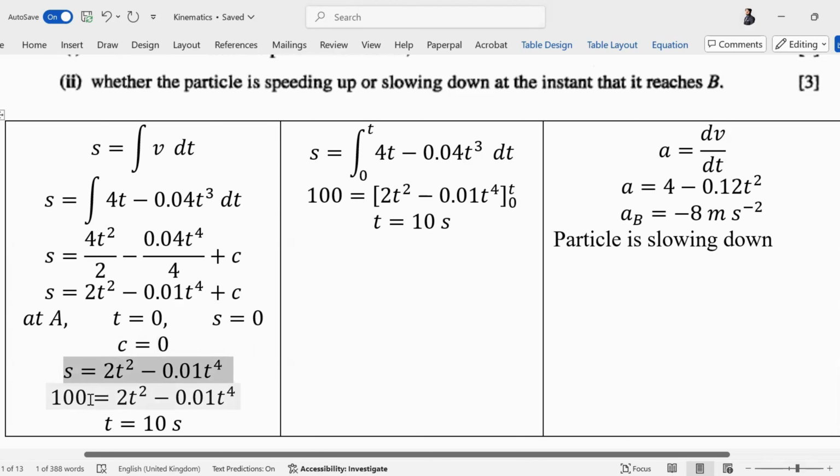Now we know displacement is 100. Displacement की जगह we can plug in 100 and solve this quadratic in disguise to get our value of t. Do it.